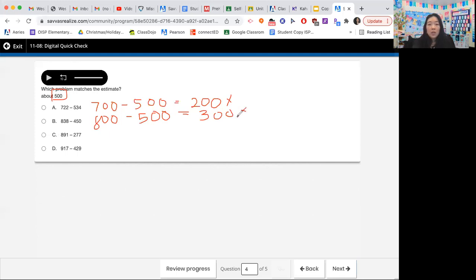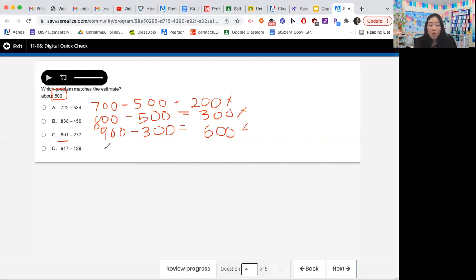Number C. 891 is closer to what number? The 9 is going to say 5 or more, let it soar, so 900. And then what about 277? 300. The 7 is going to say let it soar. What's 900 minus 300? 600. So it's not going to be A, B, or C, so it must be D, but let's make sure.